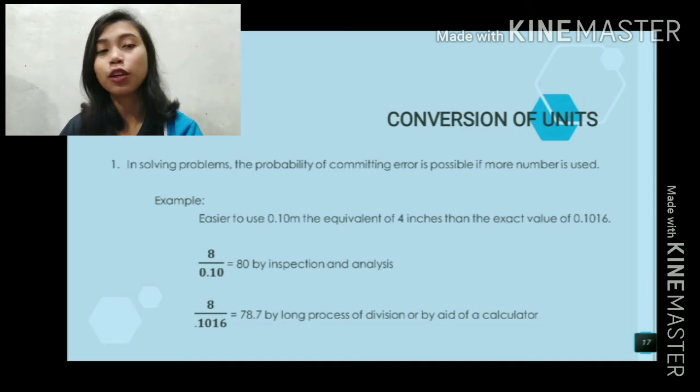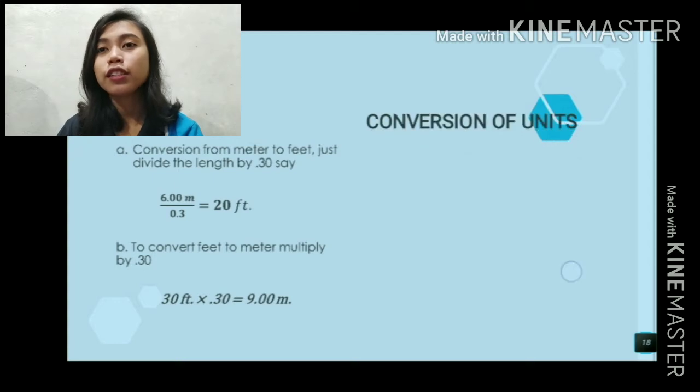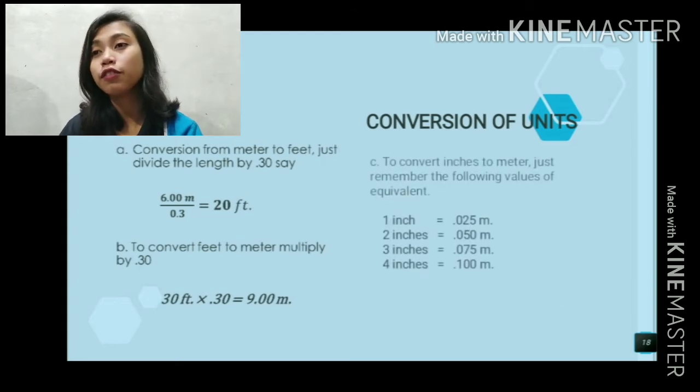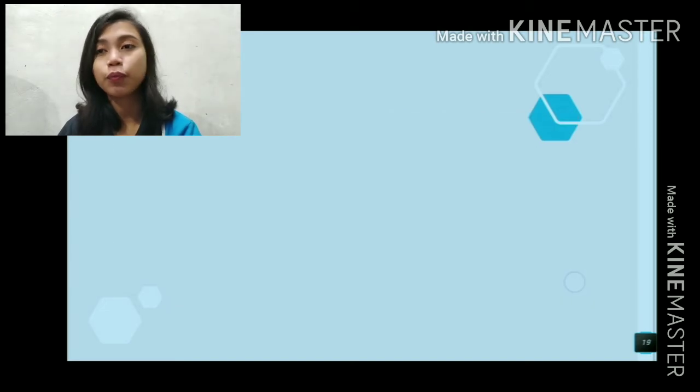But in the second formula, 8 is divided by 0.1016 meters, which is the accurate value. Then it is equal to 78.7 by long process of division or by aid of a calculator. You could see the difference of their values.